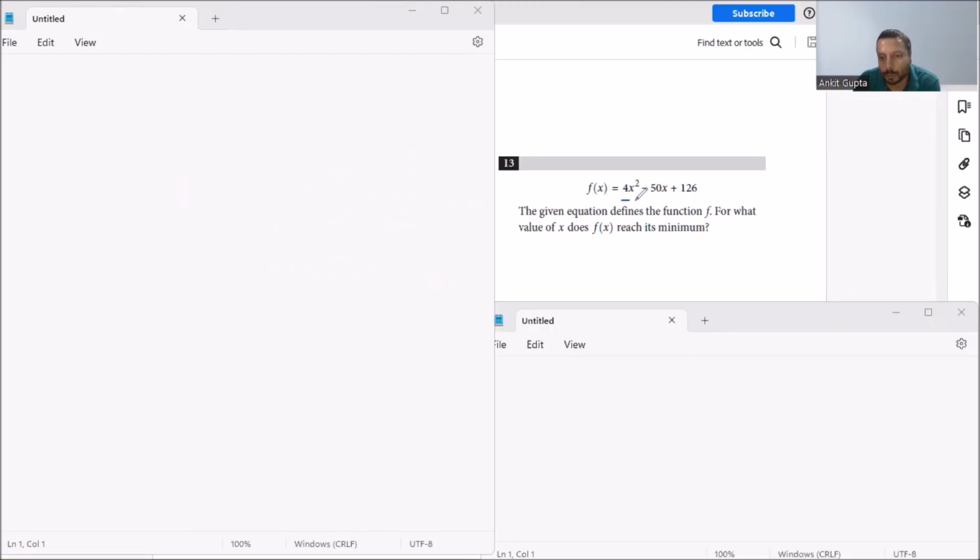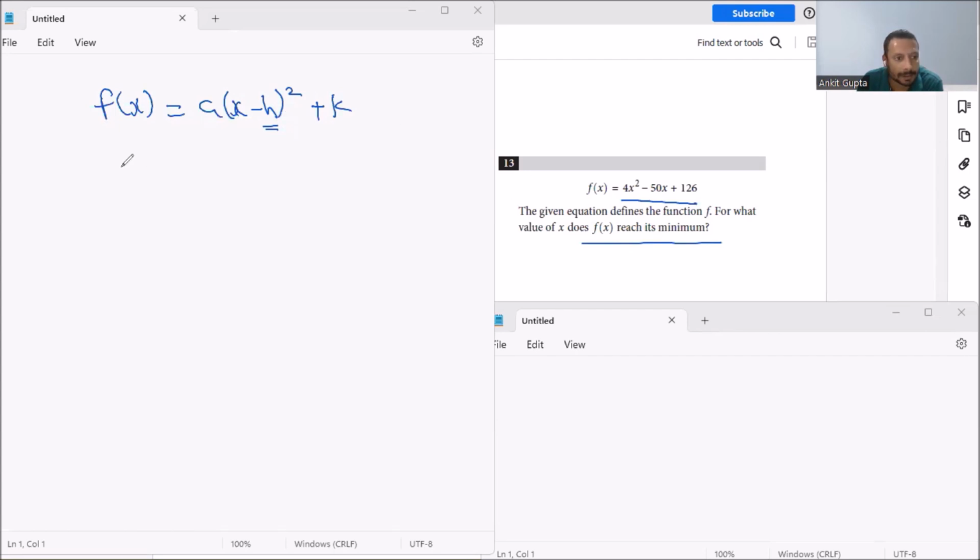So f of x is equal to 4x squared minus 50x plus 126. The given equation defines the function f. For what values of x does f of x reach its minimum? Right, so f of x is actually of the form a times (x minus h) whole squared plus any number, let's say k. Now this will reach its minimum when x is equal to h, right? So we need to find the value of h.